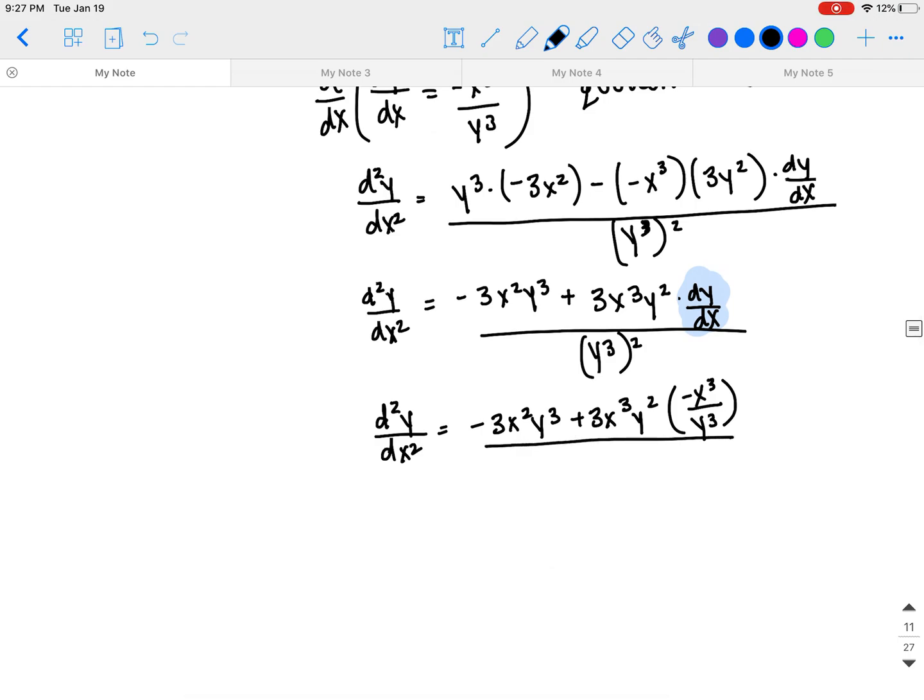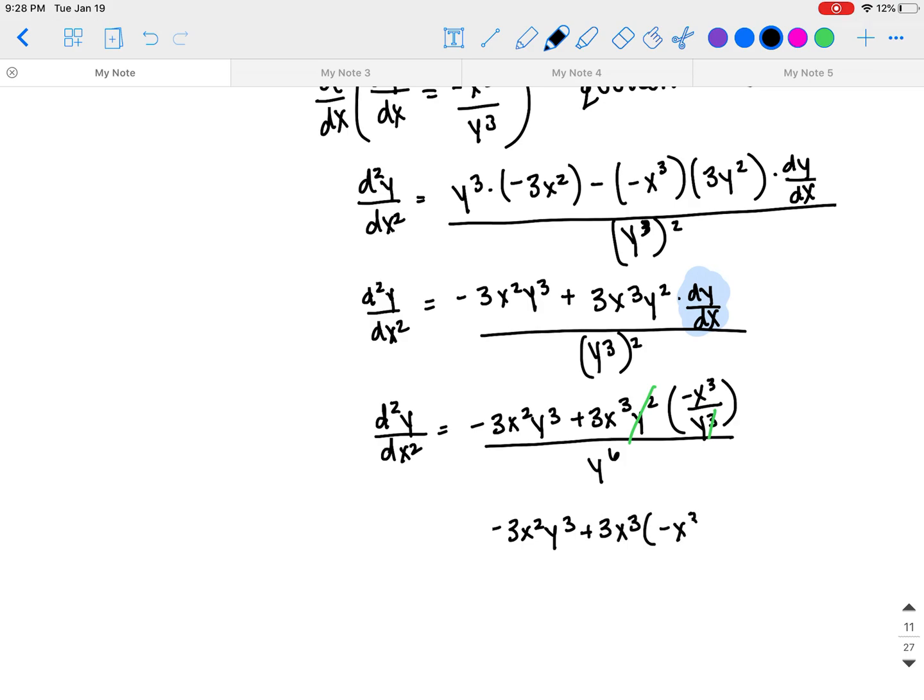All over, I don't know why I didn't simplify this in the last step, but y cubed squared is going to be y to the 6th. So at this point, you can see here that I have a y squared and a y cubed. So I can simplify out a y squared. This is just going to become a y instead of y cubed. And the result is going to be negative 3x squared y cubed plus 3, well, let me rewrite this step.